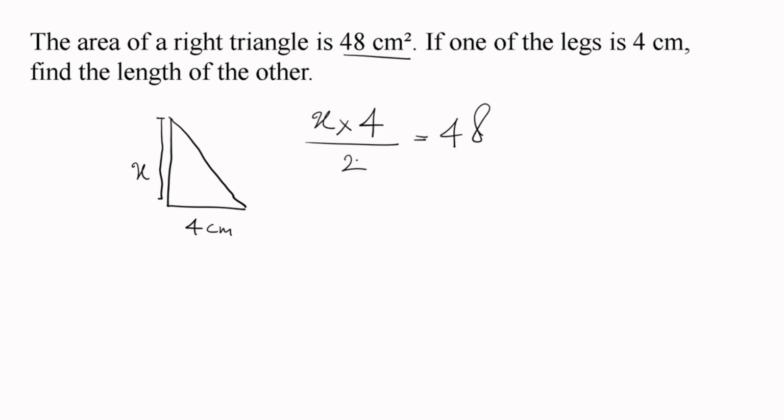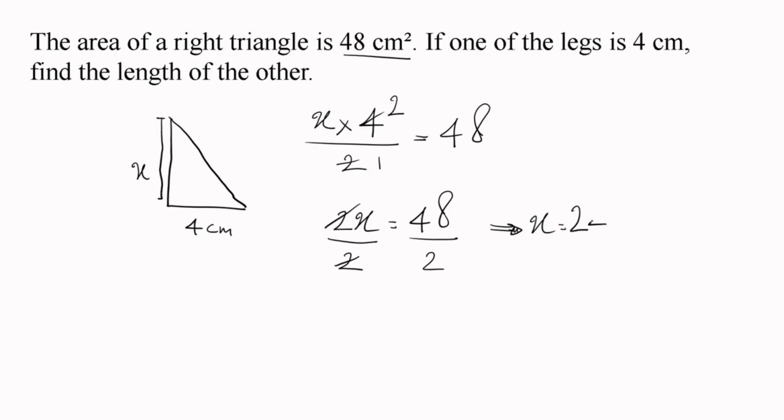I can simplify the first side. It's going to be 1. It's going to be 2. And consequently, I'm going to have 2x is equal to 48. I can make the coefficient of x 1 by dividing both sides by 2. These two are going to cancel each other out. So x will be 24 centimeters. Really easy.